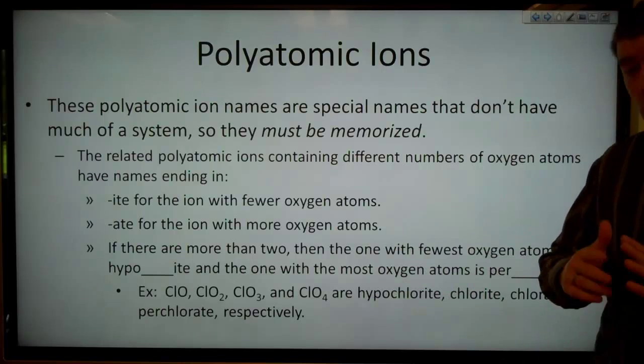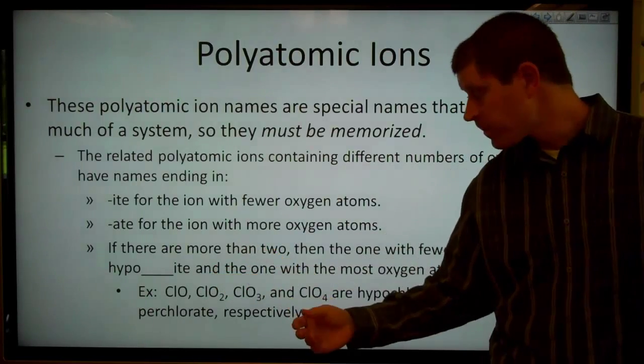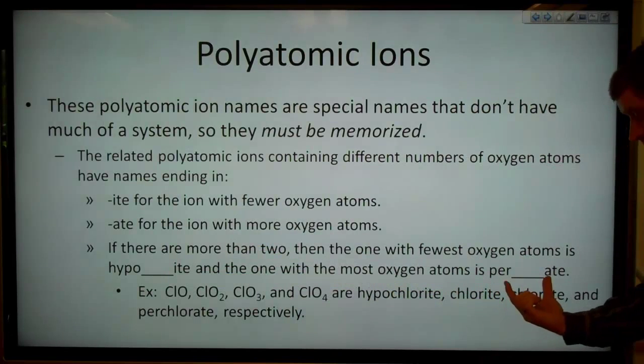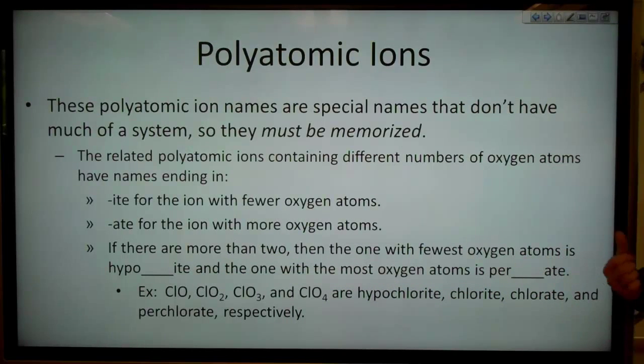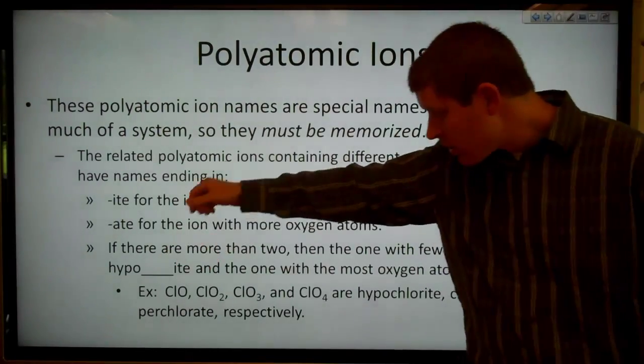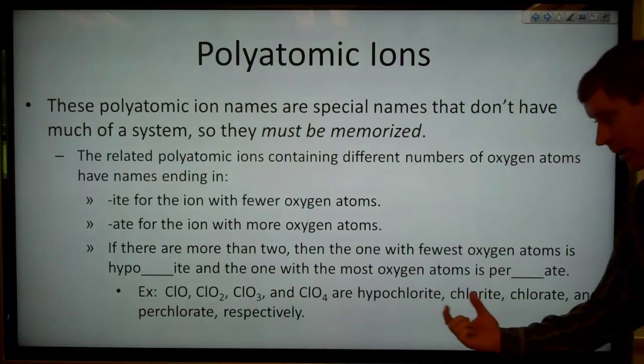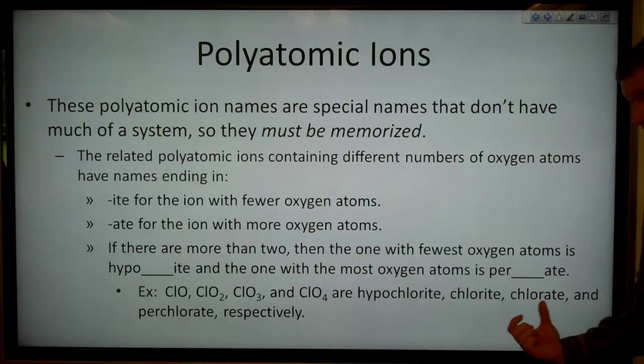So for something like chlorite, we get hypochlorite. And the one with the most oxygen atoms is per-blank-ate. So perchlorate. In this case, ClO is hypochlorite, ClO2 is chlorite, ClO3 is chlorate, ClO4 is perchlorate.